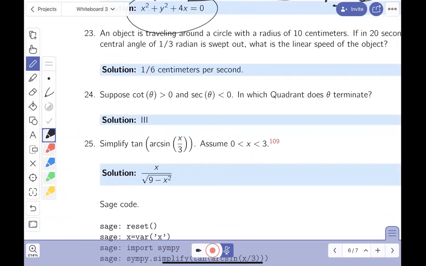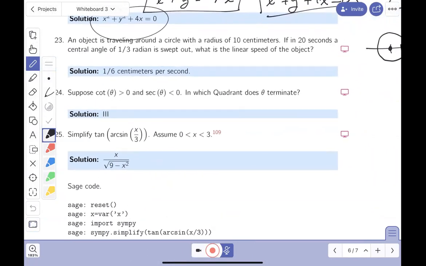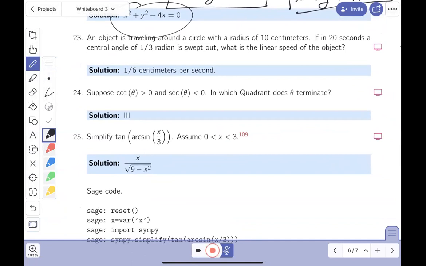Let me go to 23. And 23, I'm going to read it to you. I'm going to pull it on the side.